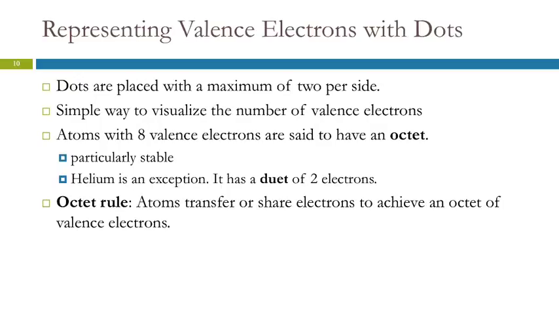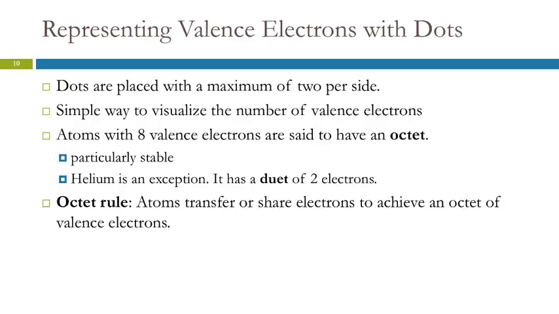So atoms that have 8 valence electrons are particularly stable. And so this gives rise to what's called the Octet Rule. Atoms will transfer or share electrons to achieve an octet of valence electrons. What group on the periodic table has 8 valence electrons? The noble gases. Do the noble gases react very much? No, because they are very stable. They have an octet. And so what we find is that these nonmetals, elements in general, will react with each other so that all the atoms involved can have an octet of electrons.